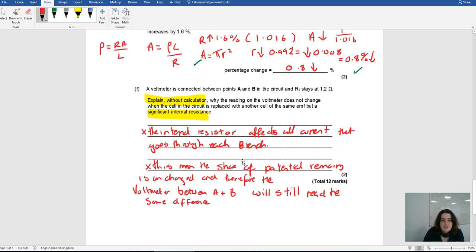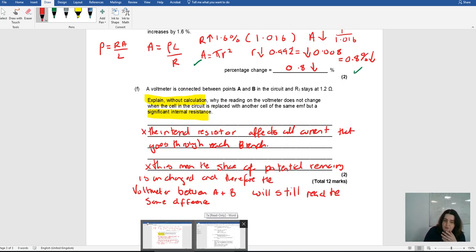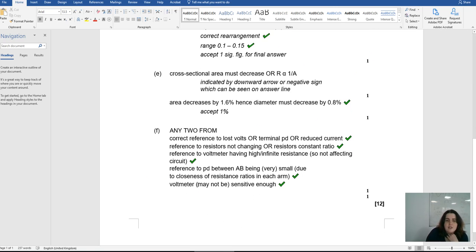There we go. So let's actually look at the mark scheme. So this is my explanation of what's going on, but what's the mark scheme say? Any two from: correct reference to lost volts or reduced current, reference to resistors not changing, reference to the voltmeter having high resistance, reference to PD being very small, voltmeter may not be sensitive enough.